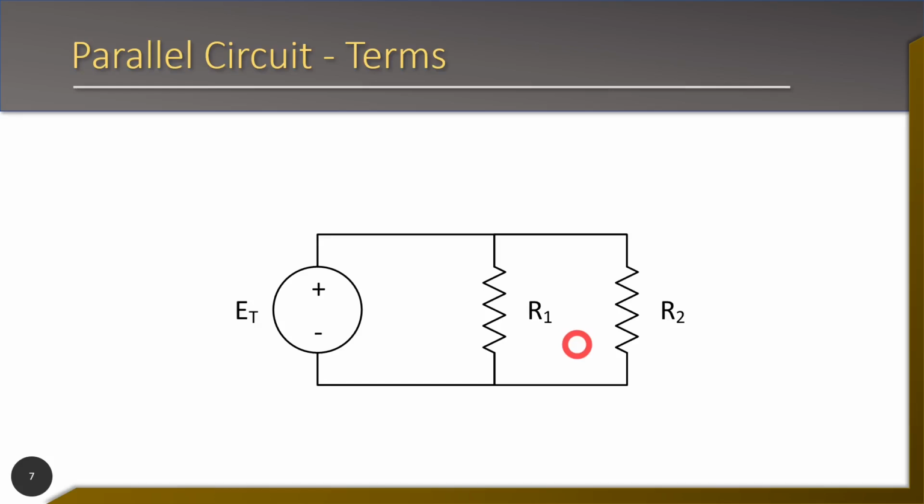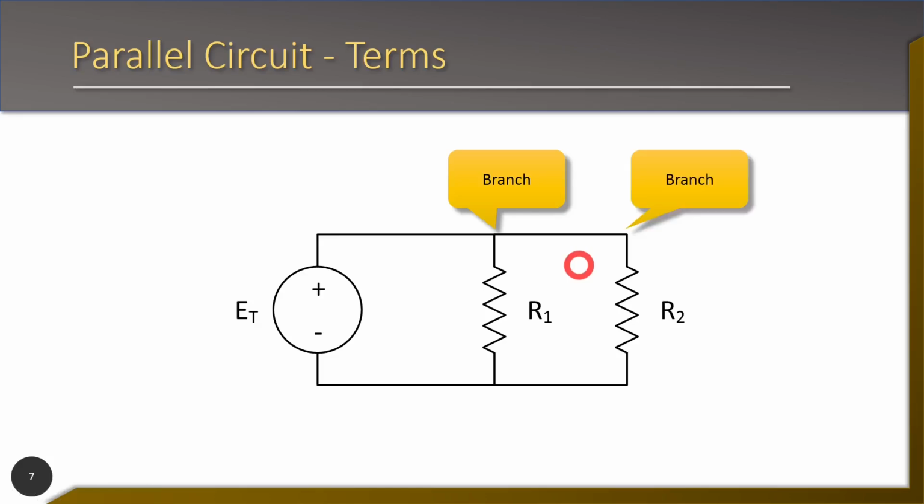Okay, look at some more terms here. This is called a branch. Now, this is a very simple branch because it only has one resistor, but when we get into more complex circuits, we're going to see that we can have multiple components in one branch. And there is our second branch. So this parallel circuit has two branches. Of course, we can add more resistors and make more branches in our circuit just by adding more components.